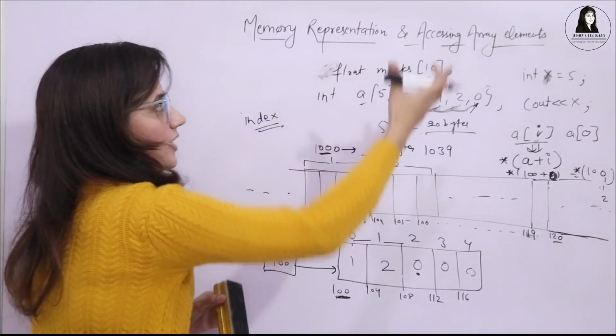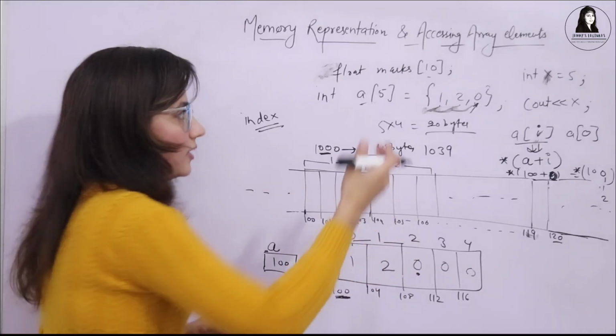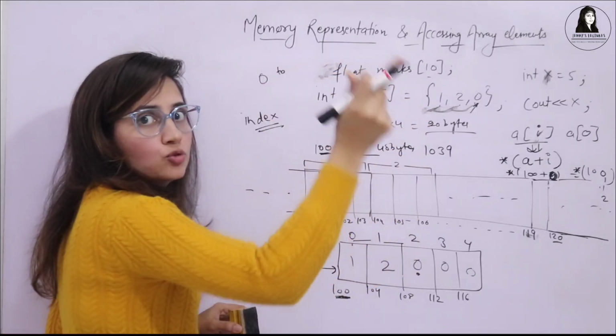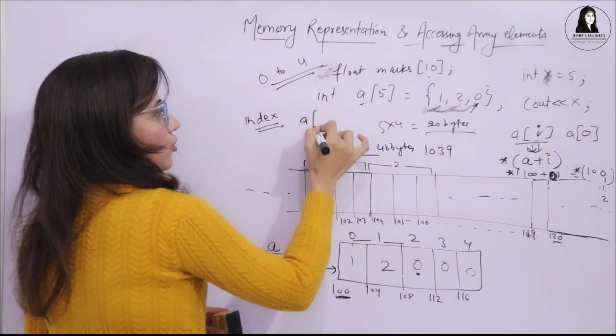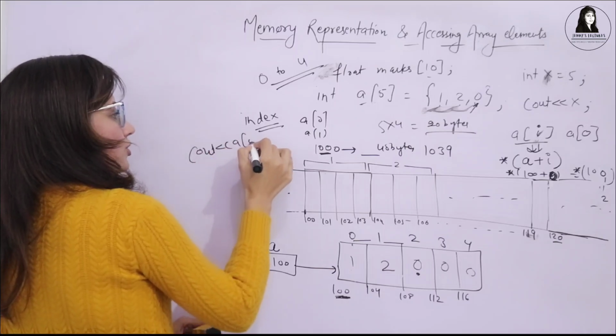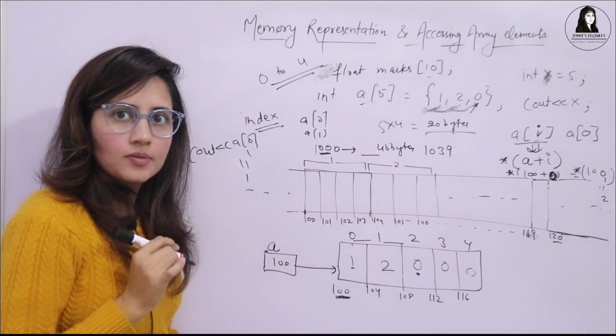So like this, we can access array elements. If you want to access any element in the array, the index would be from 0 to size minus 1. The size of the array is 5, so 0 to 4. So like this, a of 0, a of 1. In cout, we can simply write cout a of 0. So it will give you output 1, right?